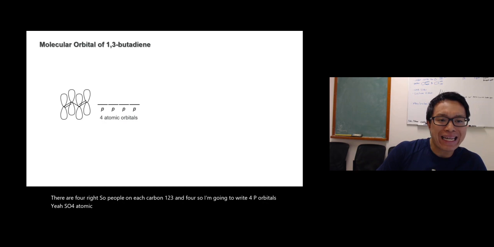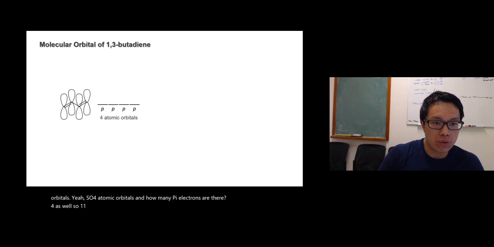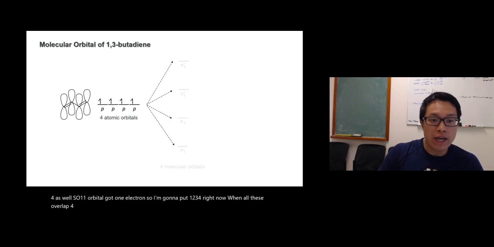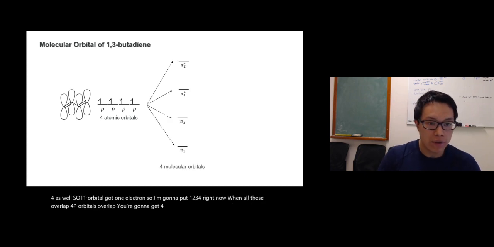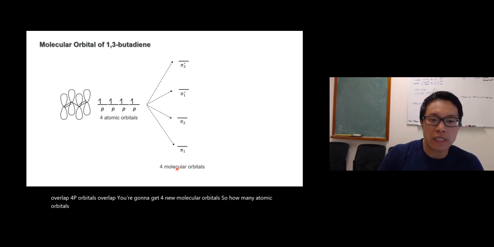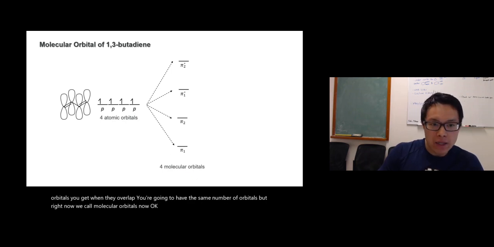And how many pi electrons are there? 4 as well, so each orbital gets 1 electron. So I'm going to put 1, 2, 3, 4. Now, when all 4 p orbitals overlap, you're going to get 4 new molecular orbitals. You always get the same number of orbitals, but now we call them molecular orbitals. Here's the shape of the molecular orbitals of this diene.